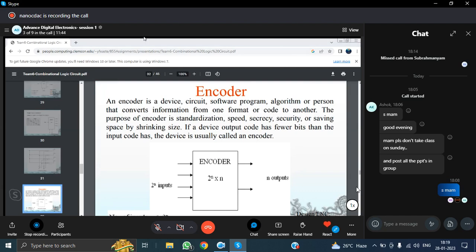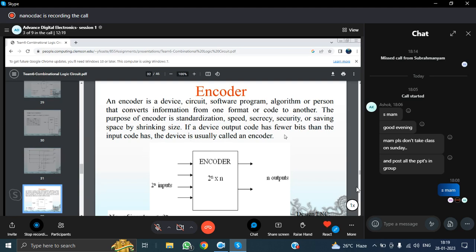Encoder, what is an encoder? An encoder is a device. It converts one form of information into another form. What is the purpose of encoding? Standardization, speed, secrecy, maintaining security, or else shrinking of the data. These are all the benefits of encoding.